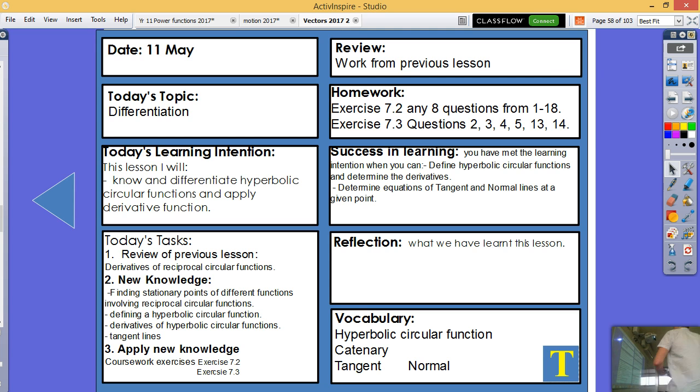So today's lesson, we're going to define and I'd like to introduce to you, and you practice, the derivative of what's called the hyperbolic circular function. And then we're going to apply some derivatives by finding tangent lines and normal lines to different curves.